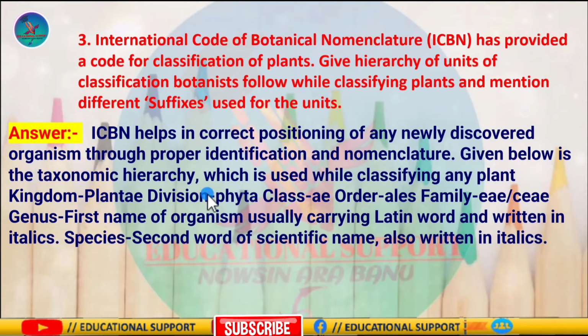Given below is a taxonomic hierarchy which is used while classifying any plant: Kingdom Plantae, Division with suffix -phyta, Class with suffix -ae, Order with suffix -ales, Family with suffix -aceae, Genus, the first name of the organism, usually a Latin word written in italics, and Species, the second word of a scientific name, also written in italics.